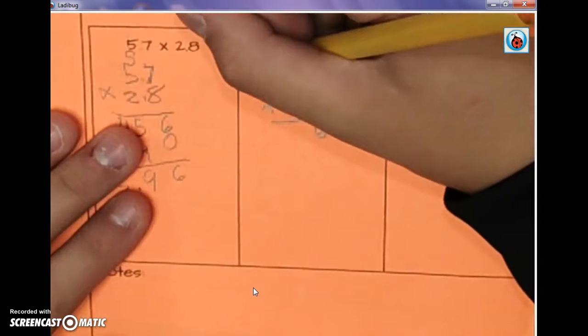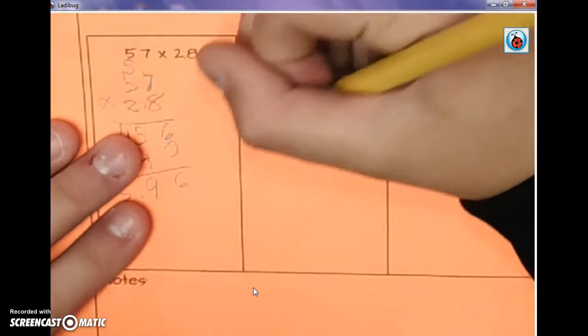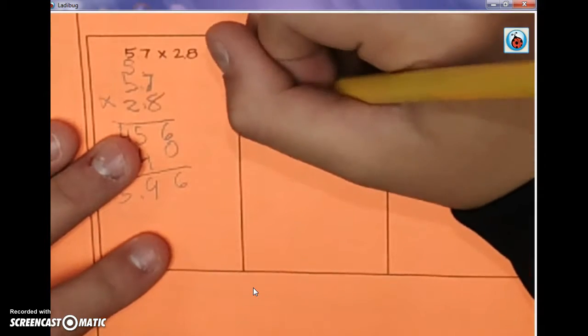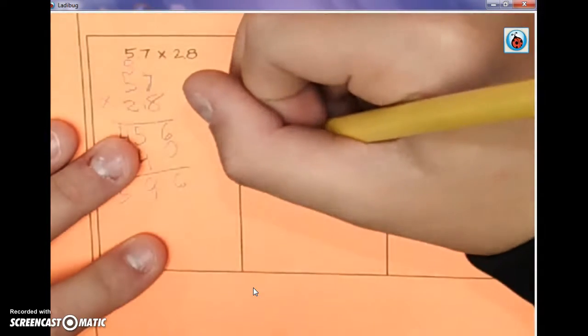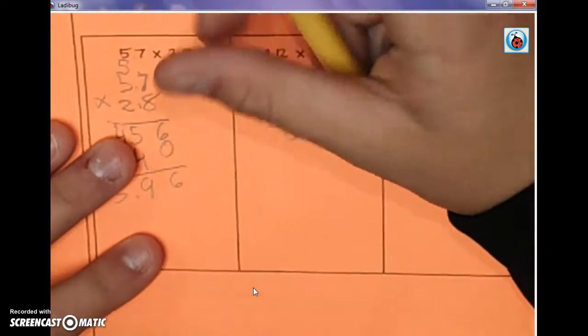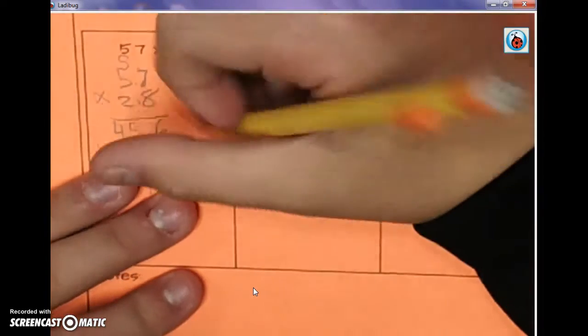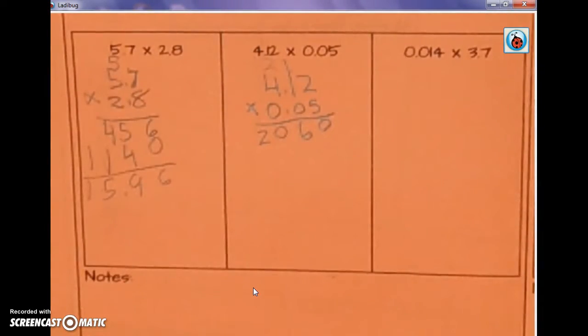Wait, I'm confused. Okay, so 2, and then I put a 0, right? What did I do wrong? I'll go over it once his hand moves, okay? Okay, my hand moved. Okay, so 4.12 times 5. 5 times 2 is 10. 5, 6. 5 times 4 is 20.